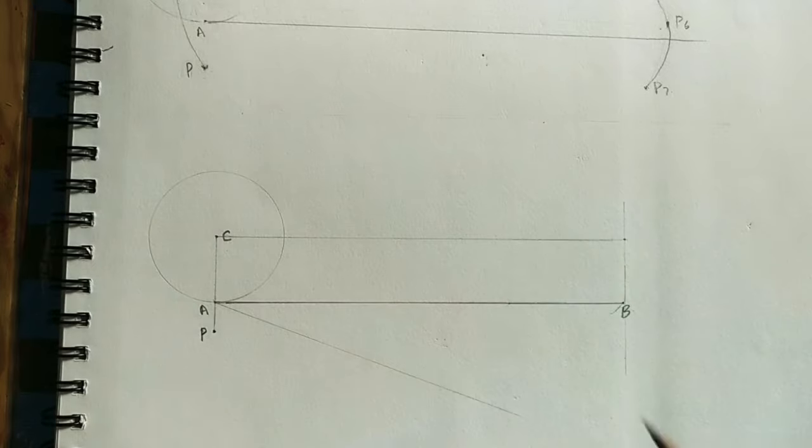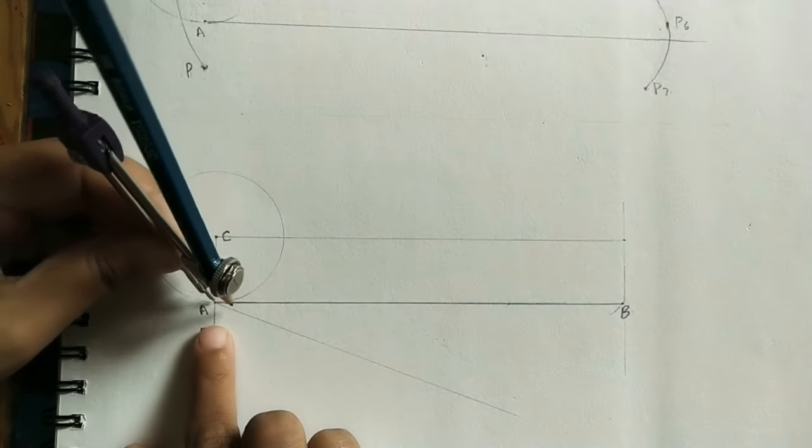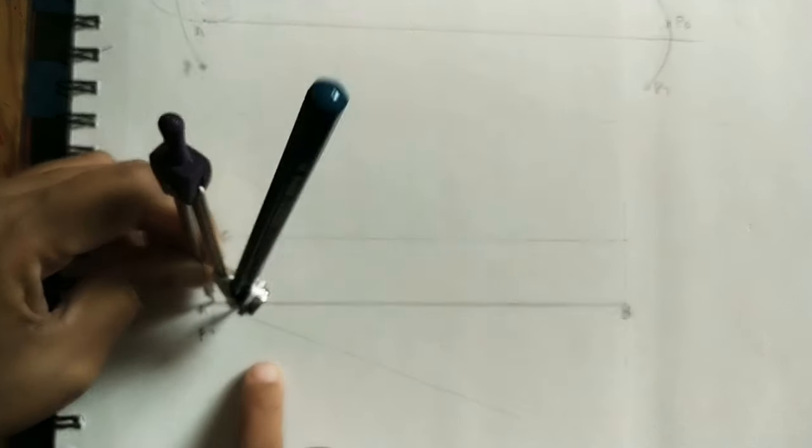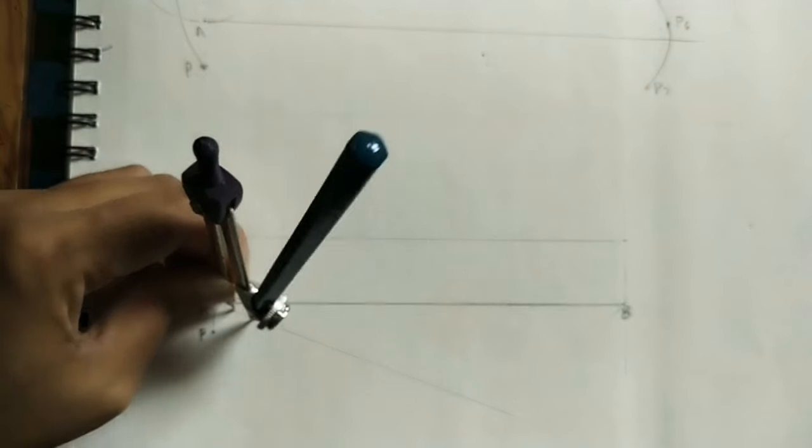Remember it. Now after getting this inclined line, by using the compass, take any radius. We can take any radius, no need to measure. Here with A as center, divide this line into the first part. Now take this as a new center, same radius, second part.